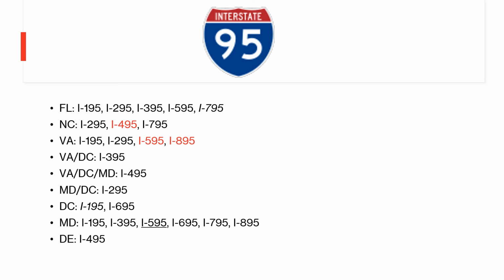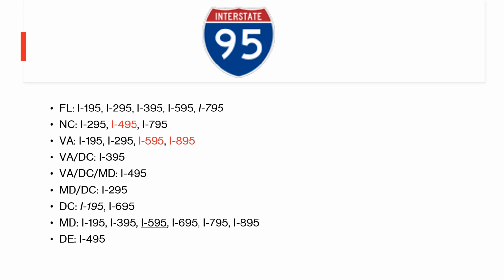Now, here's the thing. 795 in Florida is being planned. North Carolina, 495 is now I-87. Virginia, they were supposed to have 595 in the Arlington area, and 895 was canceled, and it's now a toll road. The government did not want to support toll roads as interstates. DC, 195 is a planned route in the future, and in Maryland, 595 is unsigned.